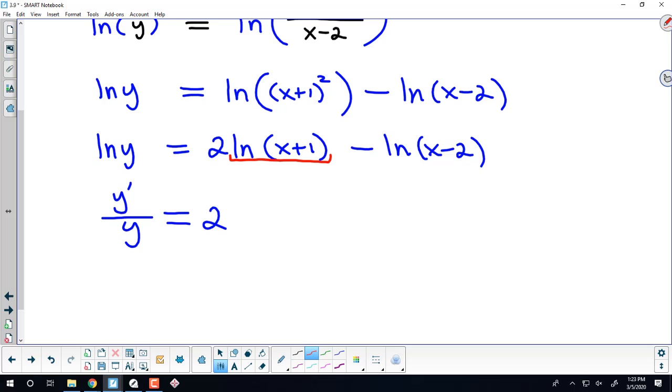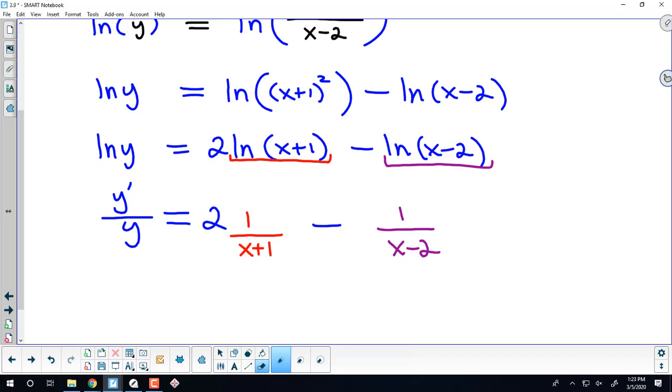Derivative of the natural log of anything is 1 over the argument times the derivative of the argument. The derivative of x plus 1 is what? 1. Minus, what's the derivative of the natural log of x minus 2? 1 over x minus 2. Okay, so since it's just 2 times this, I'm going to write this up here. So we got this.